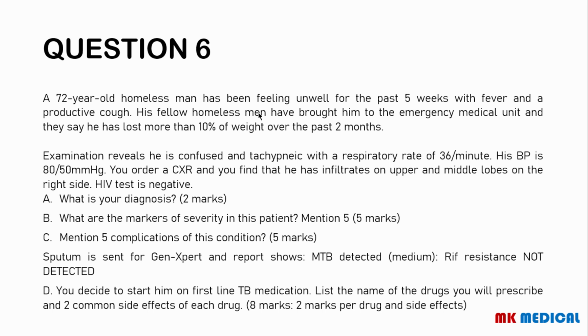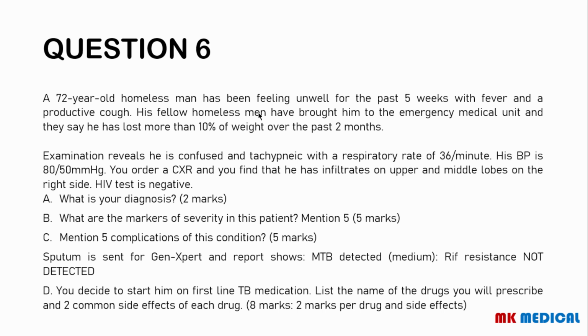So the last question is: a 72-year-old homeless man has been feeling unwell for the past 5 weeks with fever and a productive cough. His fellow homeless men have brought him to the emergency medical unit. They say he has lost more than 10% of the weight over the past 2 months. Examination reveals he is confused, tachypnoeic, with a respiratory rate of 36 breaths per minute. His blood pressure is 80/50 millimeters of mercury. You order a chest x-ray and you find that he has infiltrates on the upper and middle lobes on the right side. HIV test is negative.